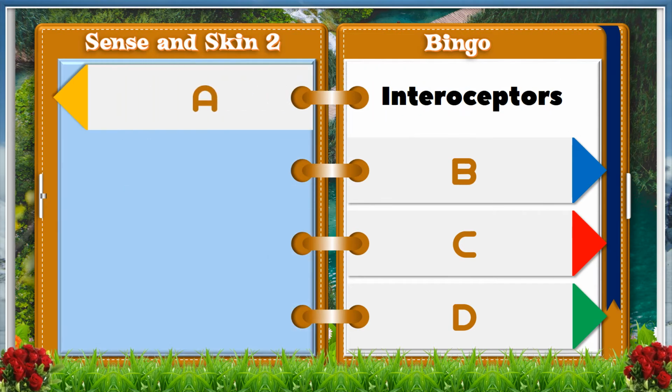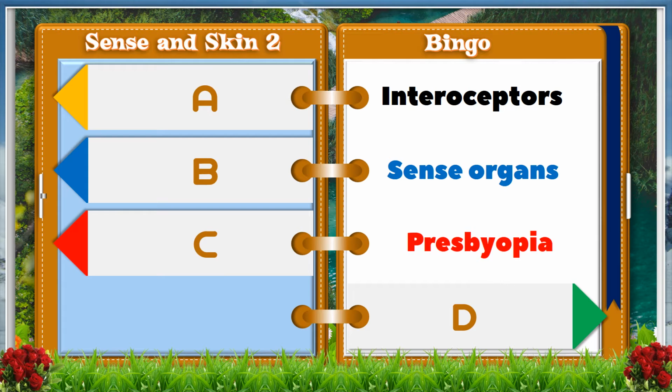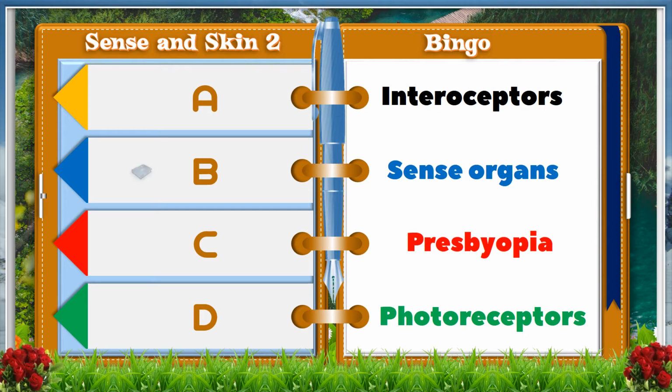A. Interoceptors. B. Sense organs. C. Presbyopia. D. Photoreceptors. And the answer is B. Sense organs.